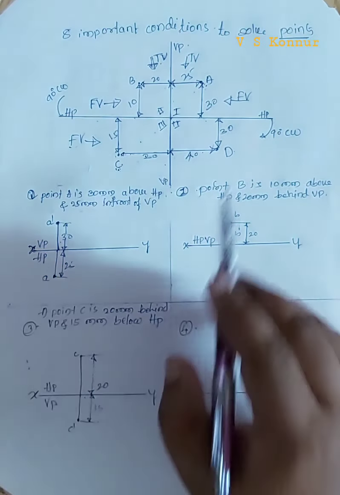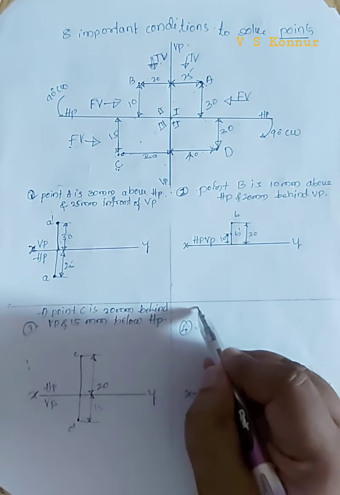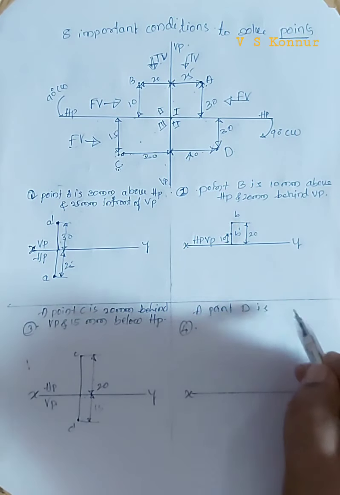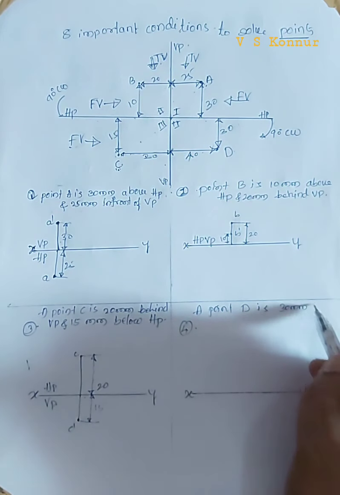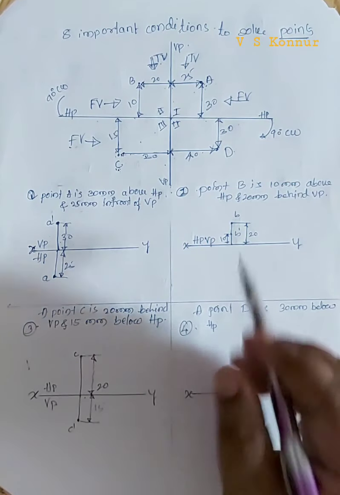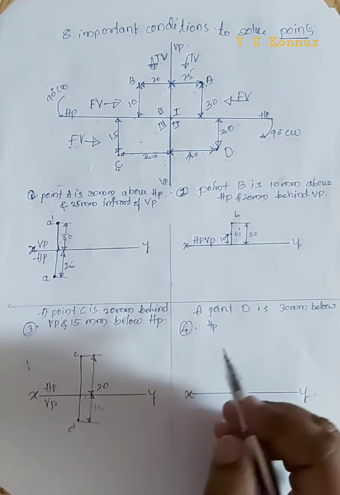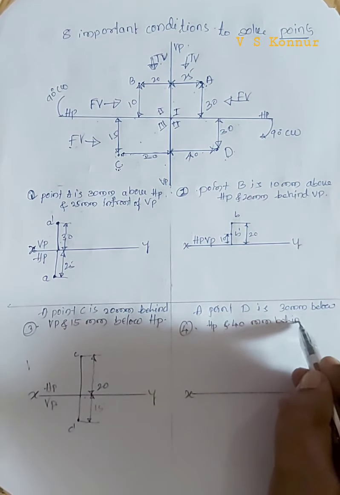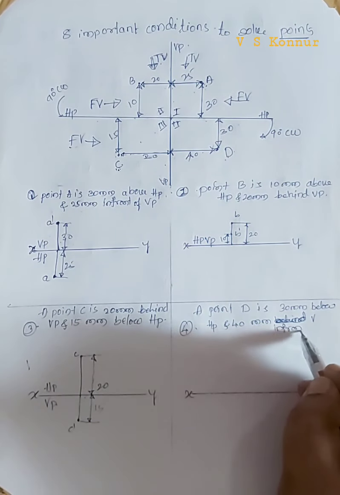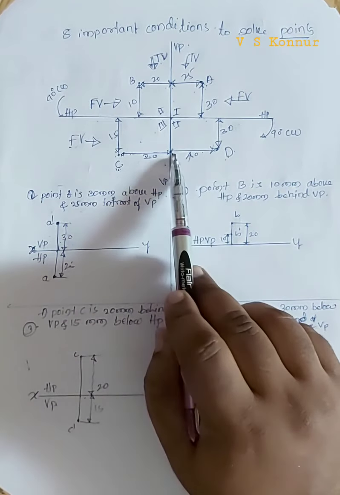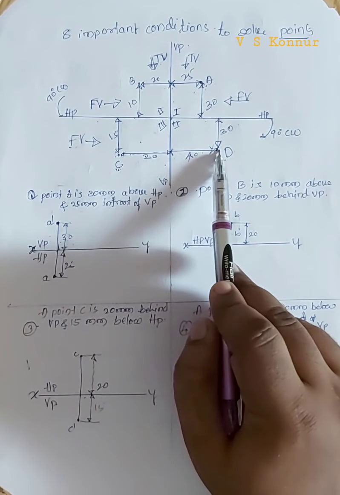Now we'll move on to the fourth quadrant. In the fourth quadrant, take a point D. Point D is 30 mm below HP and 40 mm in front of VP. Not behind, it is in front of VP. Point D is 40 mm in front of VP and 30 mm below HP.